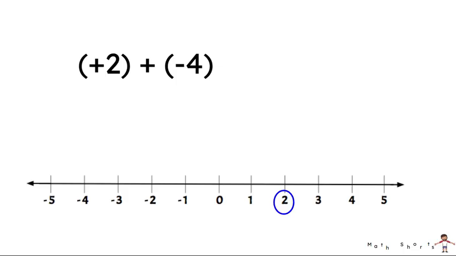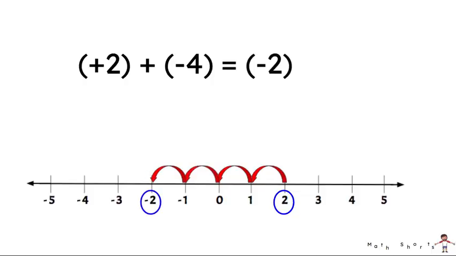Since our second integer is negative, we are going to move 4 spaces in the negative direction. After moving, we land on -2. So, +2 add -4 equals -2.